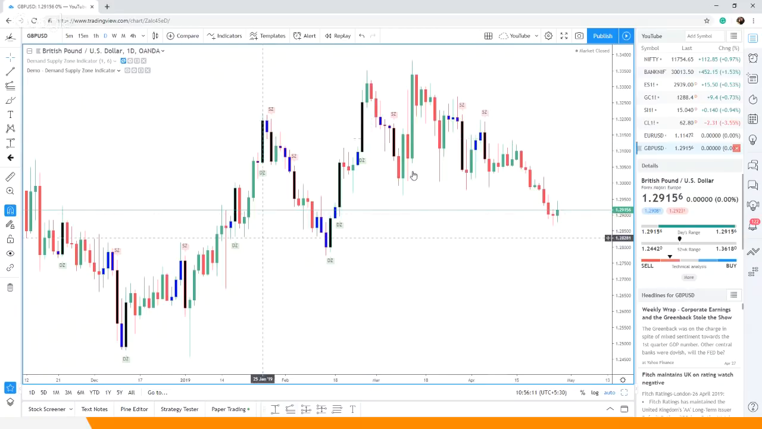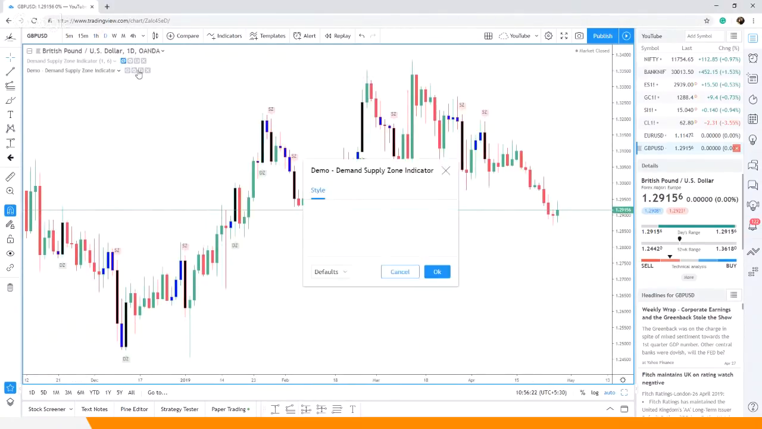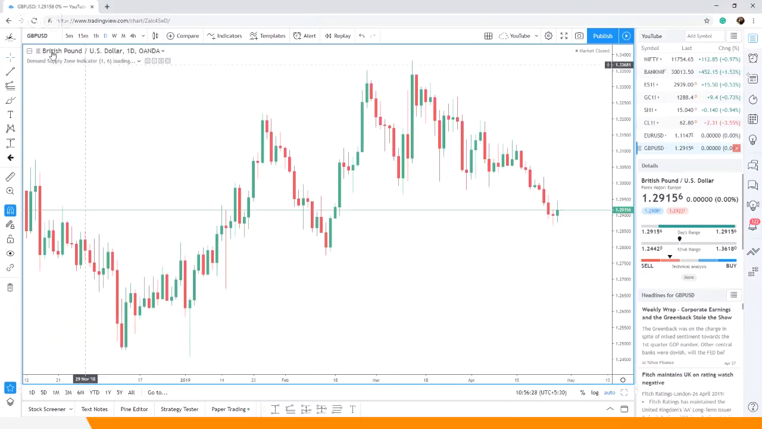Can you see it's marking my demand areas and supply areas? But if I change it to any other time frame, it will not mark any demand areas and supply areas. So the demo version only works on the daily time frame, plus you can't customize the number of candles and the leg out strength. Those are the restrictions of the demo version. On the paid version, those restrictions are not there.